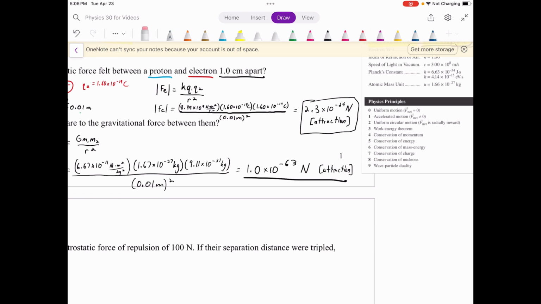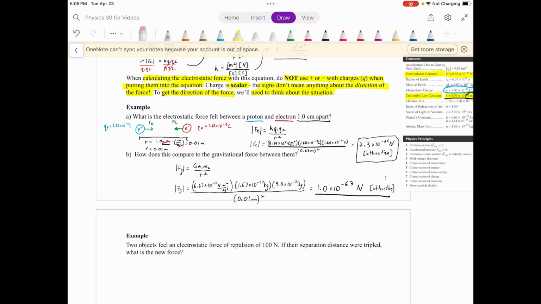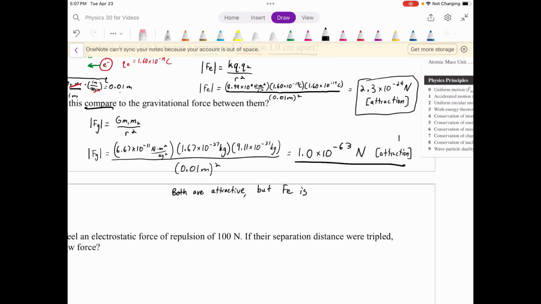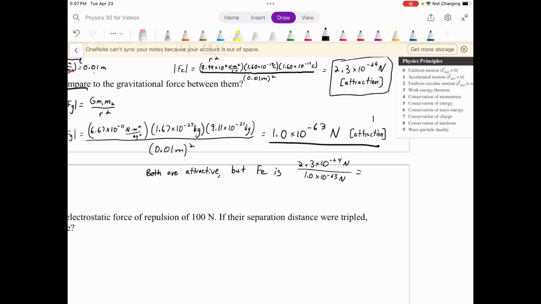Since it asked us to compare, one way we could compare is by saying they are both attractive. That's true. But we could also point out how many times bigger the electrostatic force is, and to figure that out we just divide them. So 2.3 times 10 to the negative 24 newtons over 1.0 times 10 to the negative 63 newtons. That'll tell us the factor by which the electric force is bigger. And it's 2.3 times 10 to the 39 times stronger.